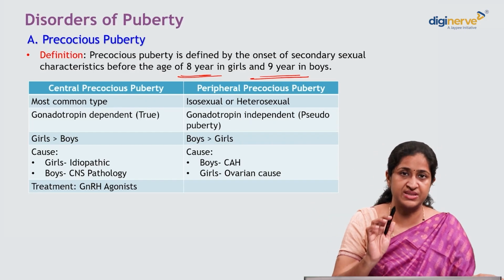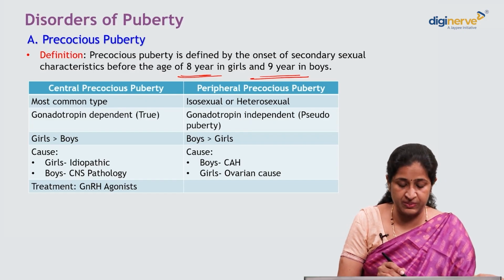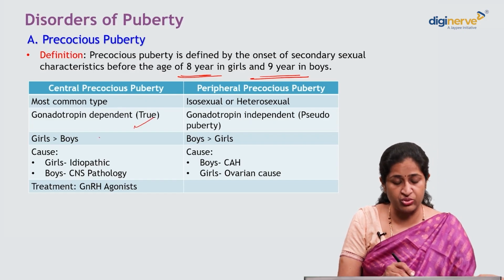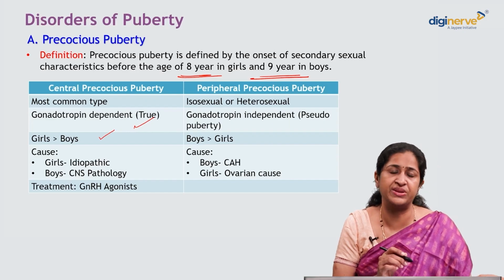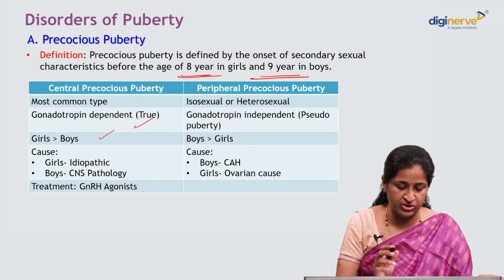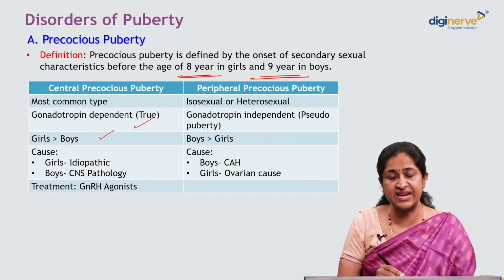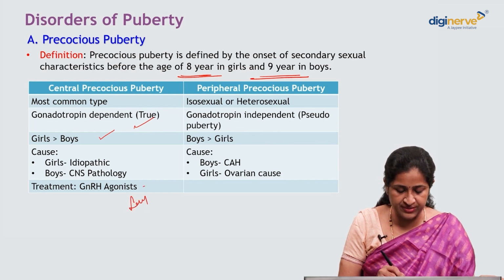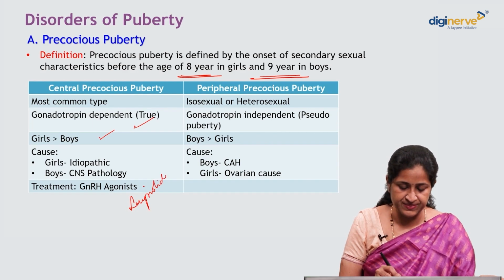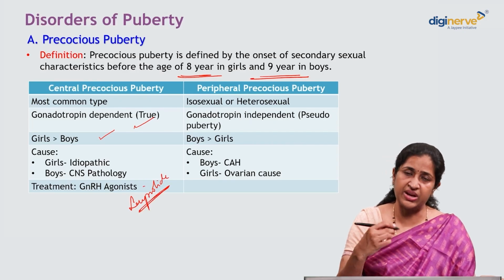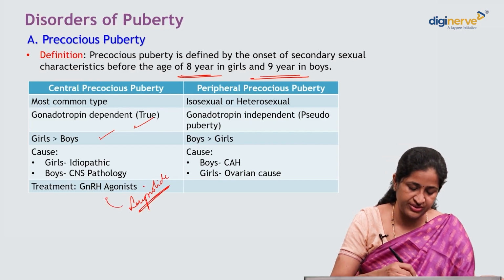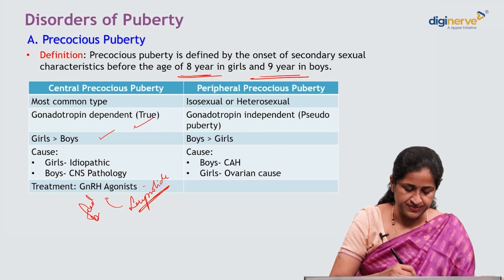Central precocious puberty is the most common type. It's gonadotropin dependent. Girls are affected more than boys. In girls, it's primarily idiopathic. In boys, you have to look out for CNS pathology. Treatment is GnRH analogs, typically leuprolide acetate, which is the drug of choice. Now, why are we using GnRH agonist? To cause the feedback inhibition.